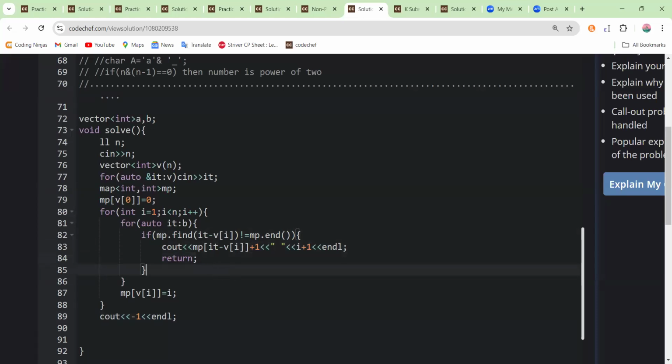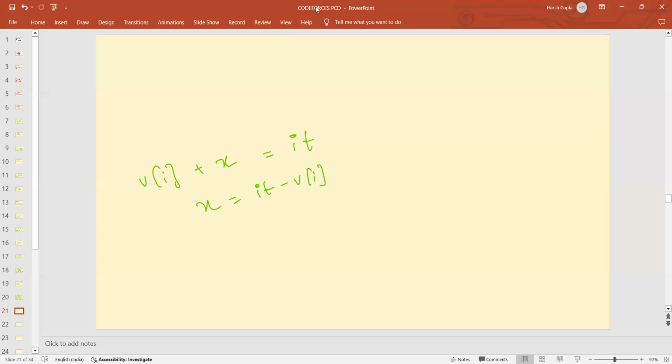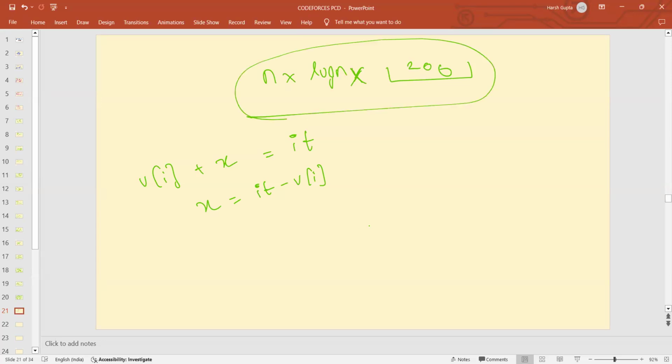So the time complexity will be n. You're going to each and every index. For every index, you are using a map, so log n, multiplied by the traversal of the vector of composite numbers, that is, the size of the composite numbers vector. So let's suppose at max it will be 200. So this will be the time complexity.